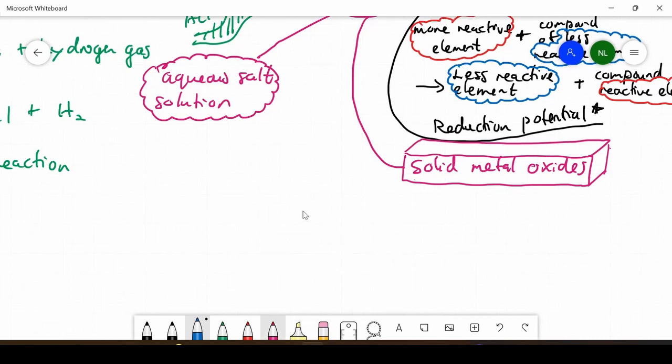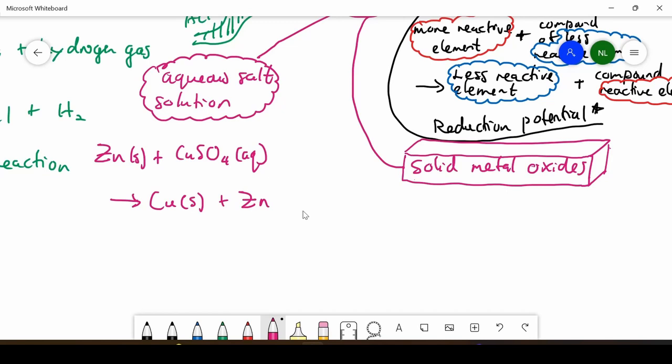For example, when we're dealing with aqueous salt solution, when zinc metal is added to a solution of copper sulfate, note that copper sulfate is a metal solution containing copper, which is a metal less reactive than zinc. Therefore, zinc will displace copper from copper sulfate to yield copper metal, whereas zinc will now take the place of copper in the compound. It will become zinc sulfate. Just a note here, aq means when something is dissolved in water.